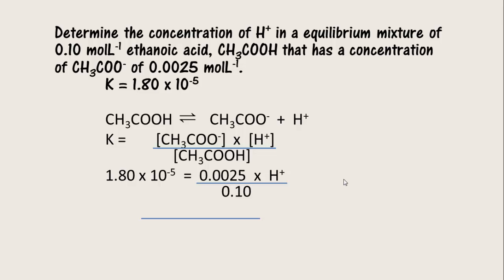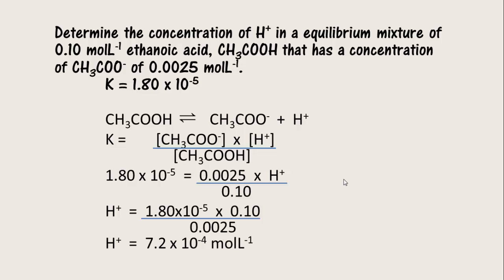If you'd done that, you would get something like this. You'd have to use your algebra skills to rearrange the equation, multiply the equilibrium constant by 0.01 divided by 0.0025 to give you the concentration of hydrogen ions as being this. Of course, it's a concentration, so we should have a unit.